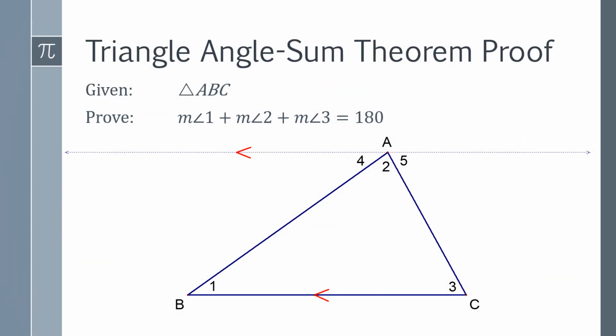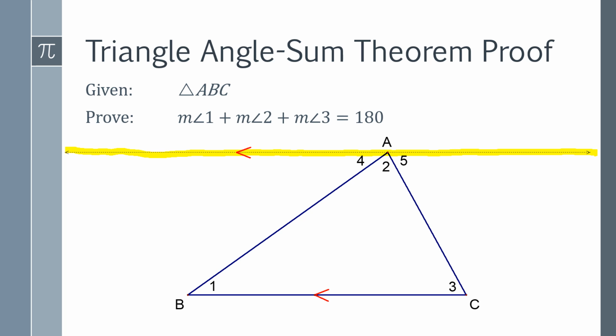So here we have, given triangle ABC, we want to prove angle 1 plus angle 2 plus angle 3 is equal to 180 degrees. So we're going to superimpose here. We're going to put an auxiliary line, this one right here. And basically, because there's a rule in geometry that says through any point not on a line, which would be point A, point A is not on line BC, there's exactly one line parallel to the initial line.